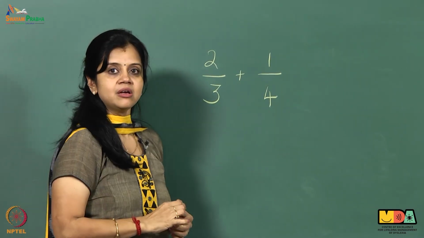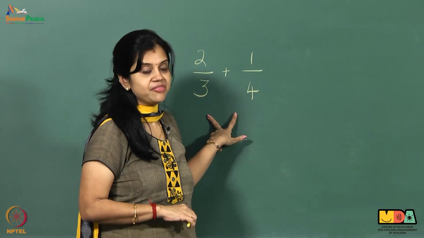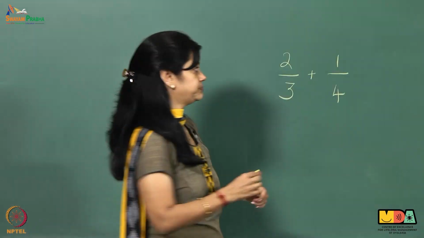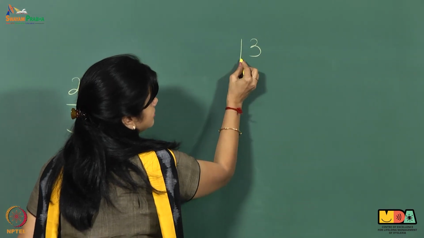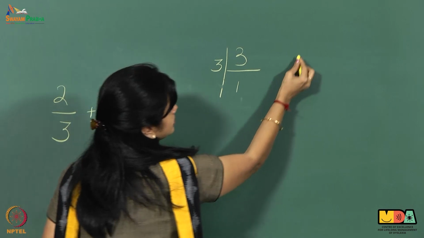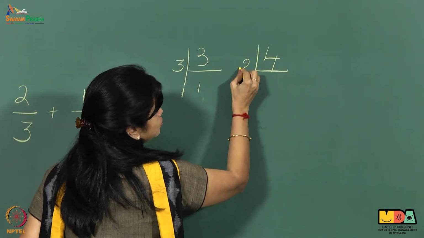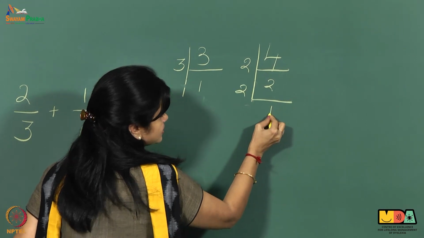Over here, the child knows that the denominators are different and they can't add, and they know that they have to find out LCM. First, let us take 3 divided by 3 will give us 1. Let us take 4 divided by 2 will give us 2, divided by 2 again will give us 1.